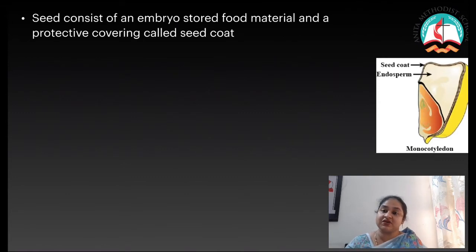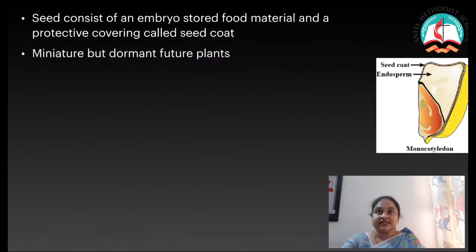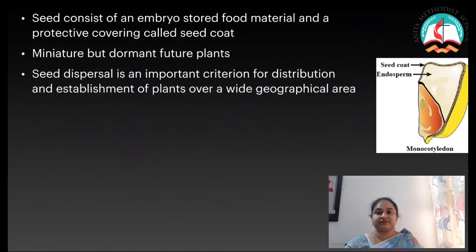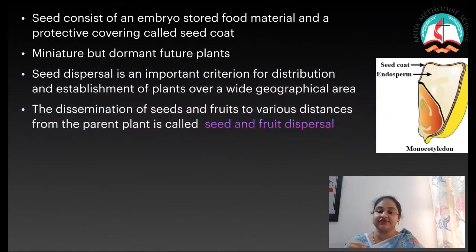So the dispersal of seeds is a very important criterion here. They have to be distributed to a wide geographical area. The dissemination of the seeds and the fruits to various distances from the parent plant is called seed and fruit dispersal.